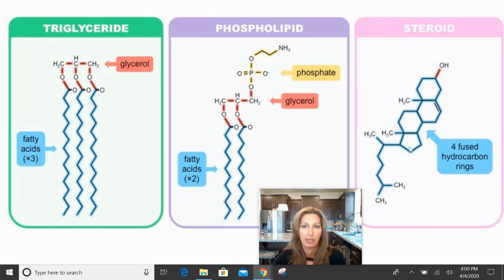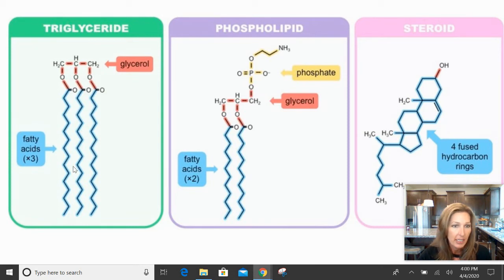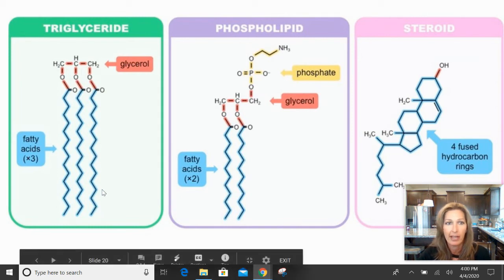Now, when we talked about cholesterol, we'll talk about that in our Unit 2 review, but remember cholesterol gets used in the cell membrane in order to make sure that it doesn't solidify. These fatty acids here, we need to recognize that these fatty acids that are pictured here are saturated fatty acids.